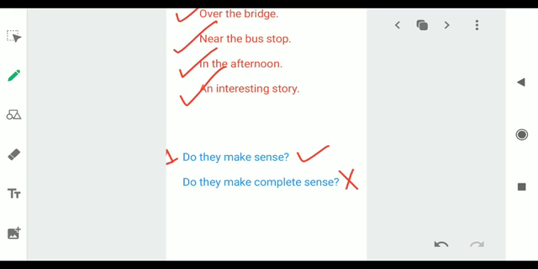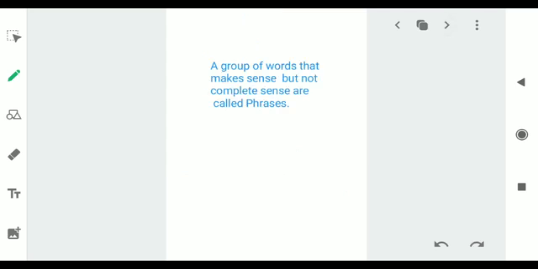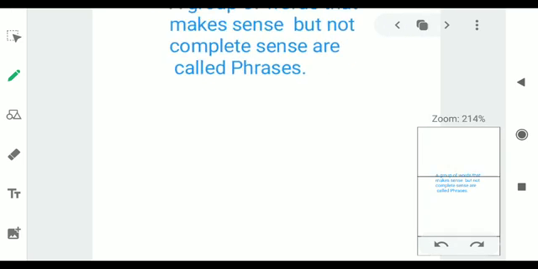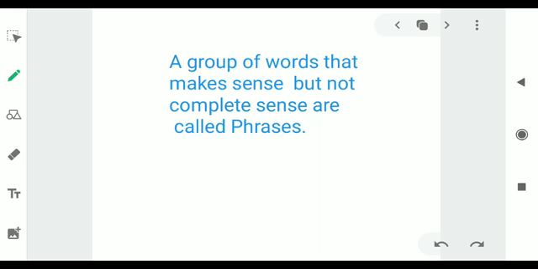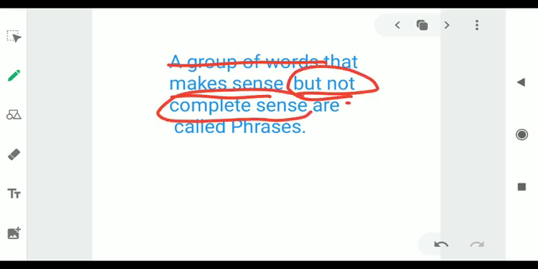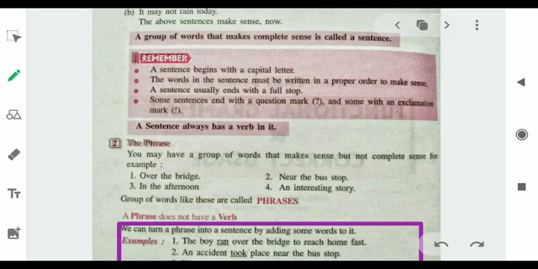So what can we call them? Yes, we can call them phrase. A group of words that make sense but not complete sense are called phrases. I repeat again, a group of words that make sense but not complete sense are called phrases. Okay, students? So let's move to our textbooks now.